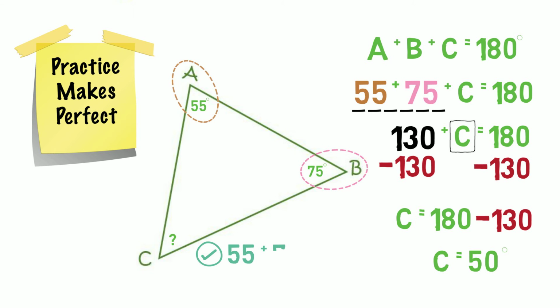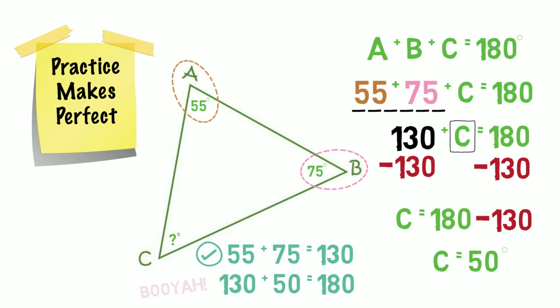Let's check and make sure our answer is correct. 55 degrees plus 75 degrees equals 130 degrees. 130 degrees plus 50 degrees equals 180 degrees. Awesome! We successfully found the missing angle of a triangle. Let's try one more example.